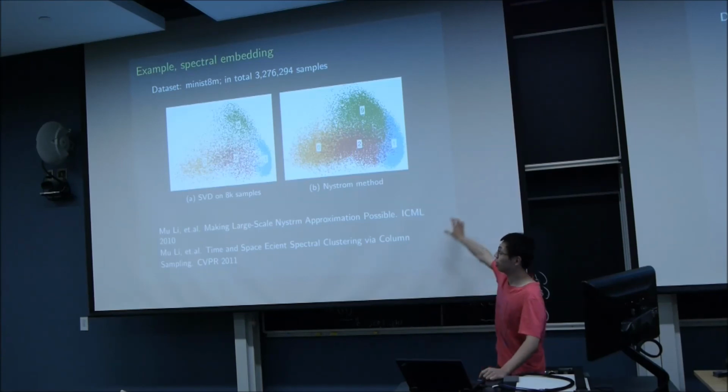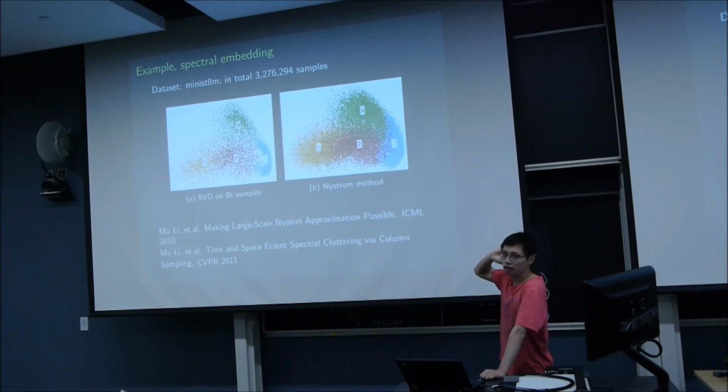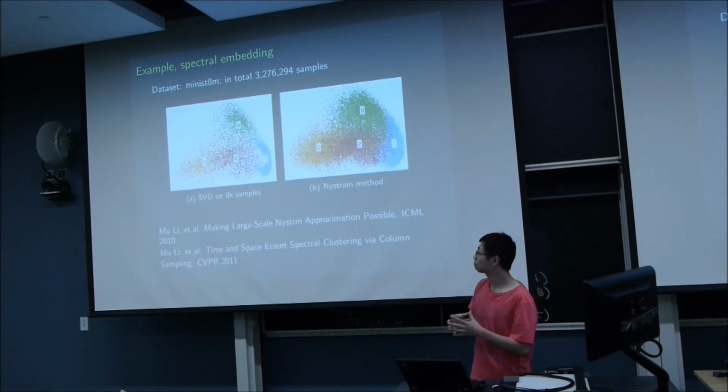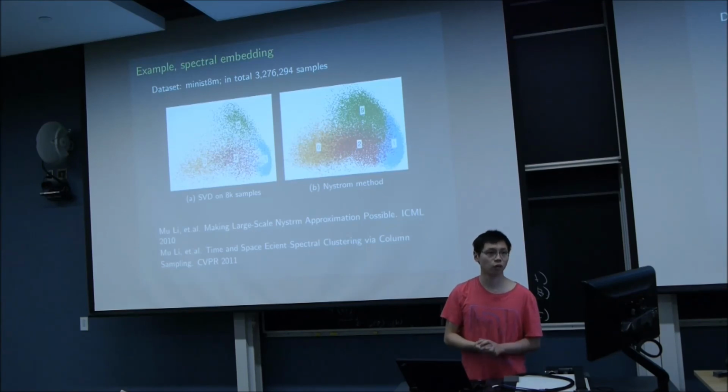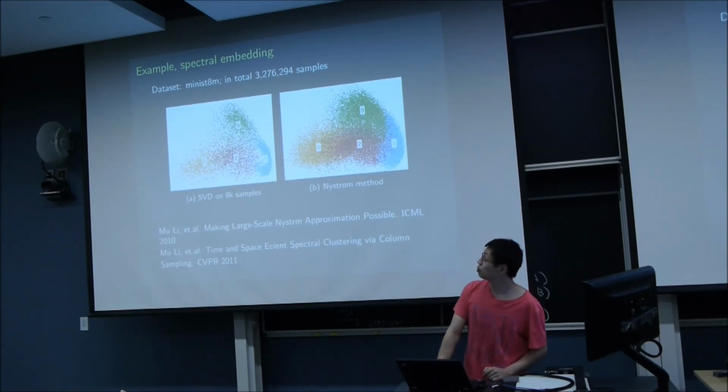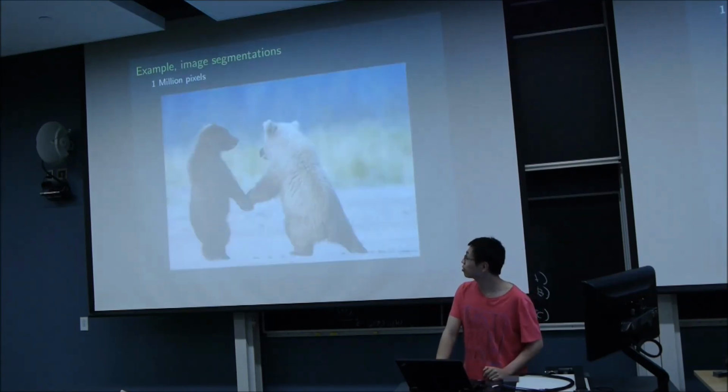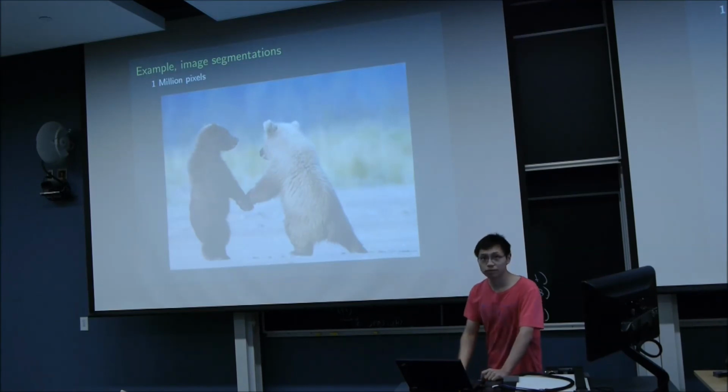So here's the result. You can see these two are quite similar. The left one is where you exactly compute the SVD. The right one is where you just sample some data points. You can see that the samples preserve the structure very, very well. So it's a better embedding.